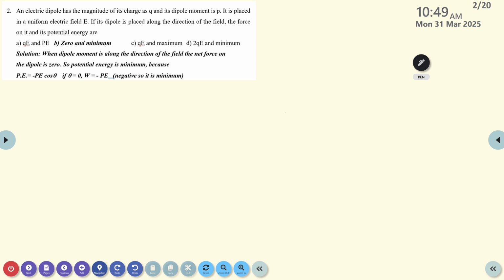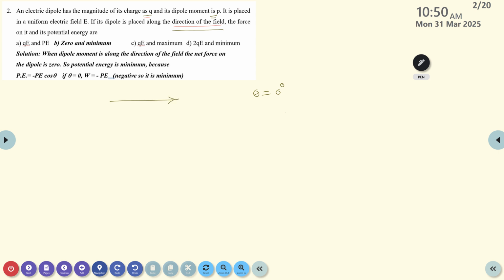Second one, read the problem. An electric dipole has a magnitude of charge q, and its dipole moment is P. It is placed in a uniform electric field E. If its dipole is placed along the direction of the field, that means theta equal to 0 degree, that is along the direction.